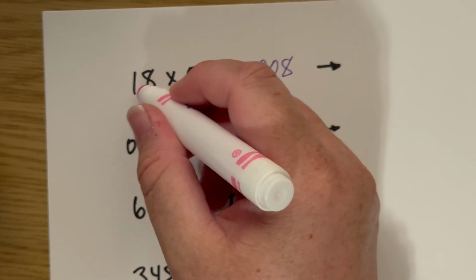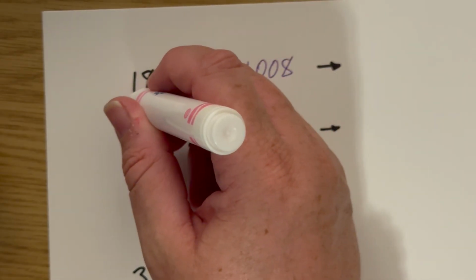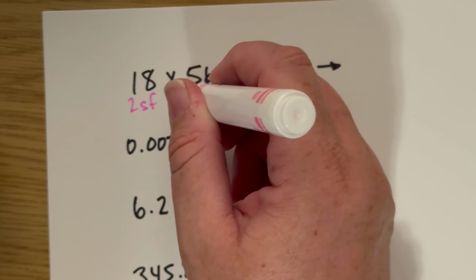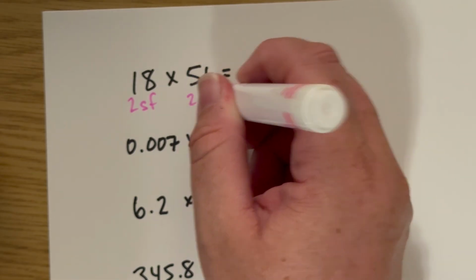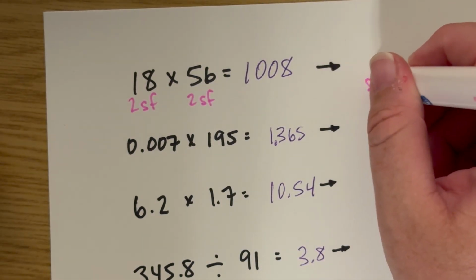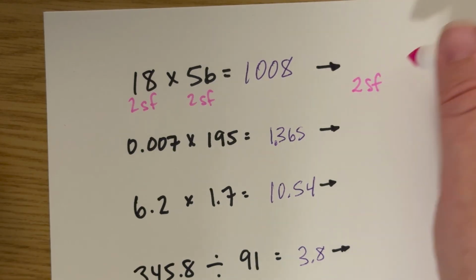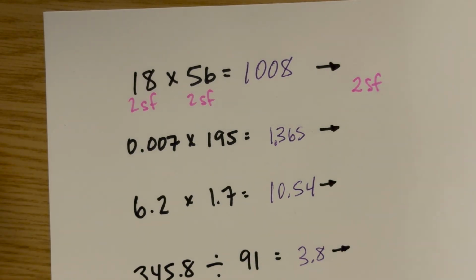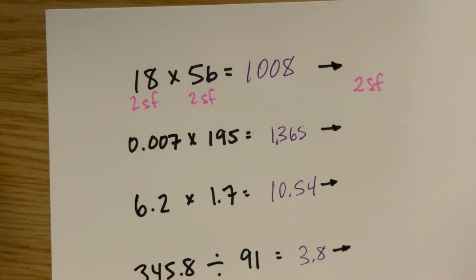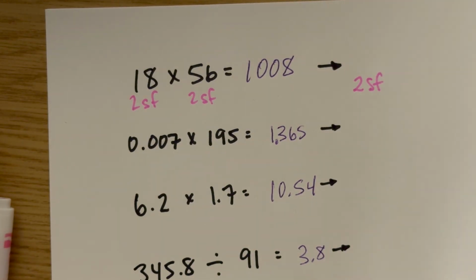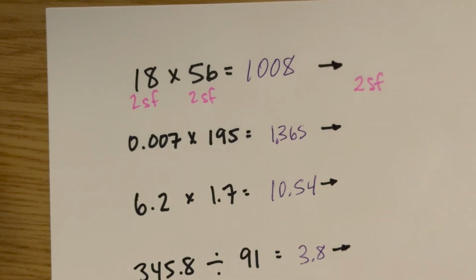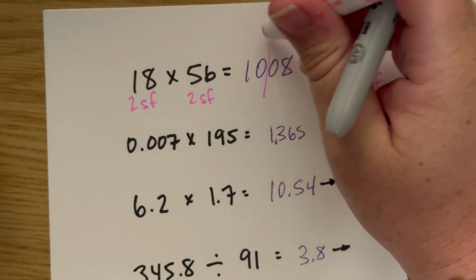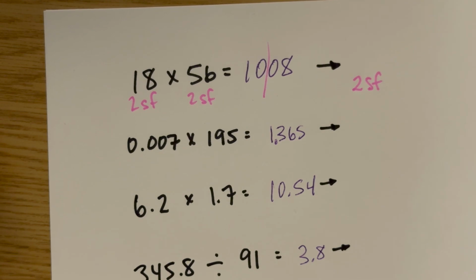So in 18 times 56, both of them have 2 sig figs, so our answer will have 2 sig figs. Well, when we calculate it in the calculator, we get 1,008. But we can only have 2 sig figs. So anything after here ends up being not significant.